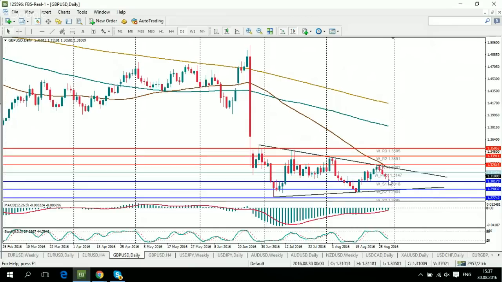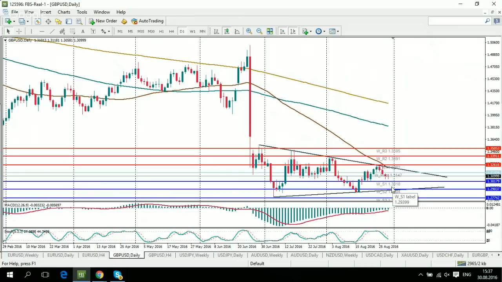but this may be a rather strong support, and it may actually limit the decline. The next support is at 1.29, the weekly support, and also the support area of this two-month triangle. So this is the next stop in case British data keeps disappointing this week.